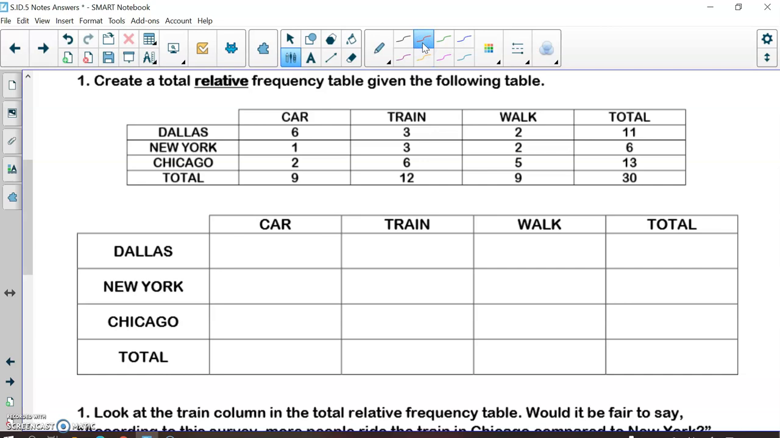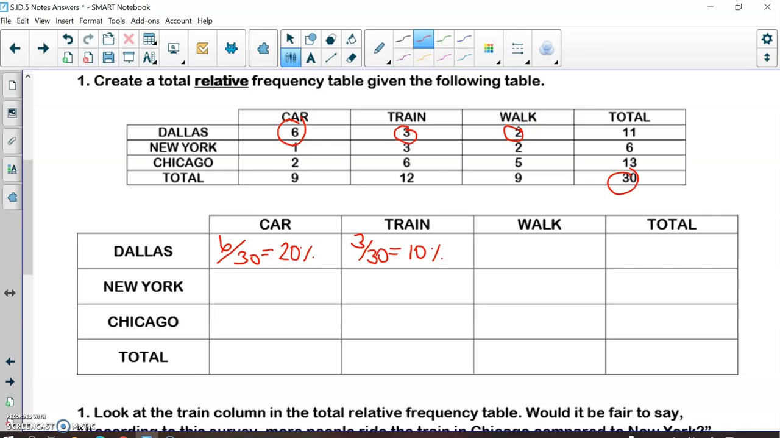So Dallas and car, I take 6 and I divide it by my total, which is 30. And now I convert that into a percentage. So 6 divided by 30 and then times 100 gives us 20%. All right, and we do that for each cell. So Dallas in the train would be 3 out of 30 people, and 3 divided by 30 people times 100 gives us 10% of people who live in Dallas took the train.